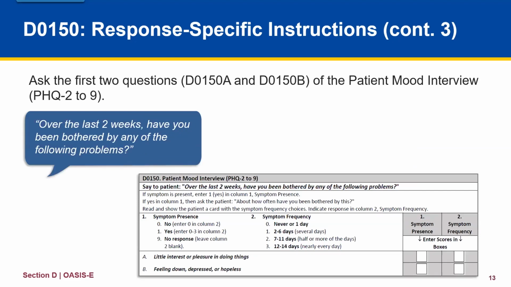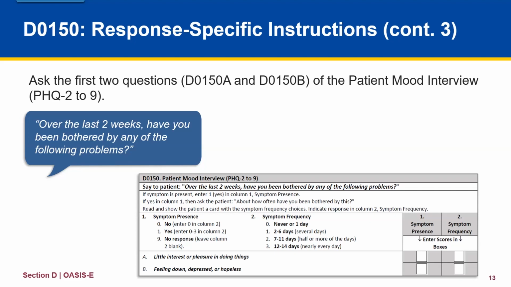So we start by asking the first 2 questions, D0150A and D0150B, of the patient mood interview. Now the question we ask regarding those two items is the following. Over the last 2 weeks, have you been bothered by any of the following problems? And then list the problems or symptoms that are included in D0150A.